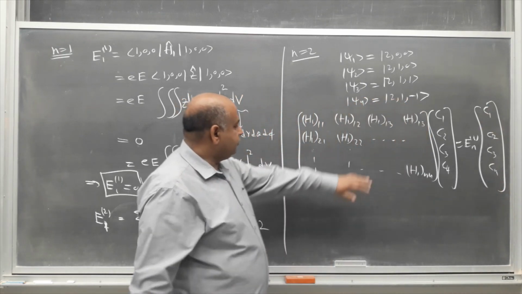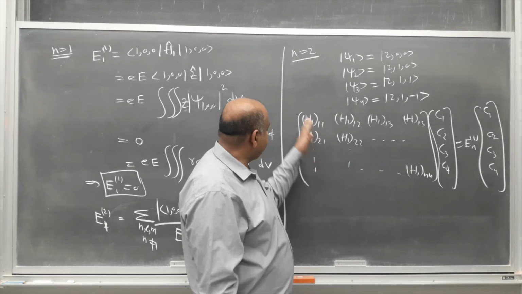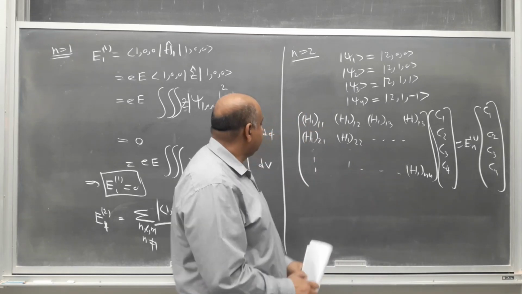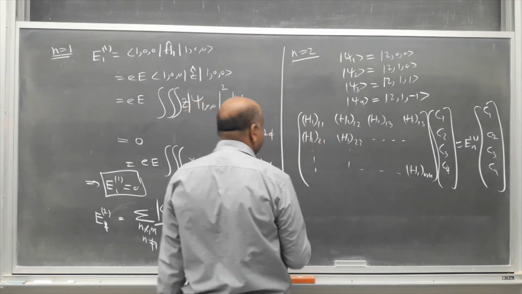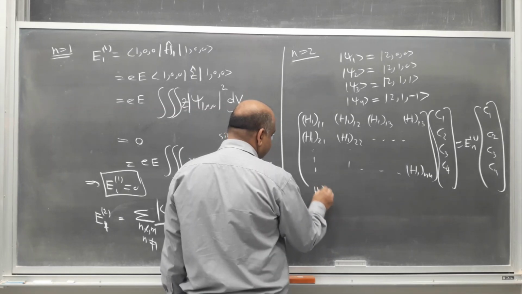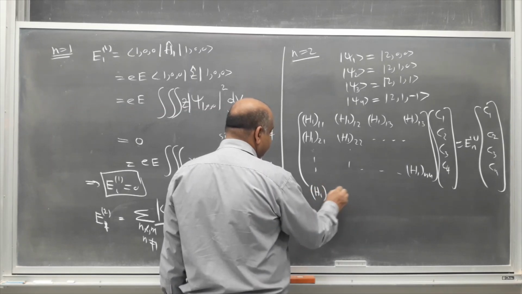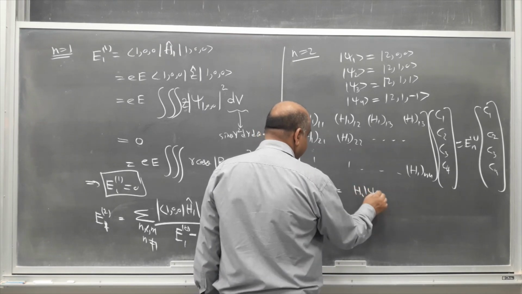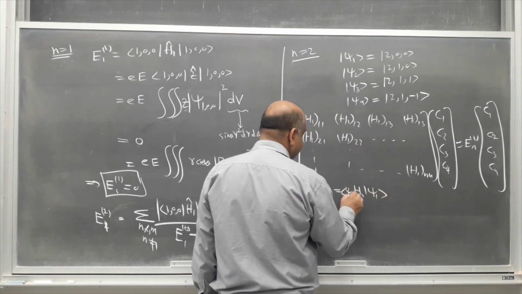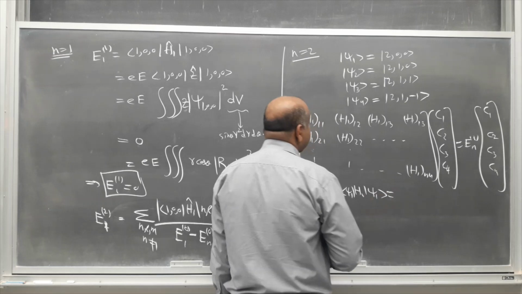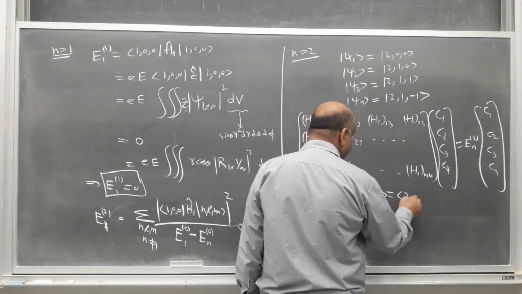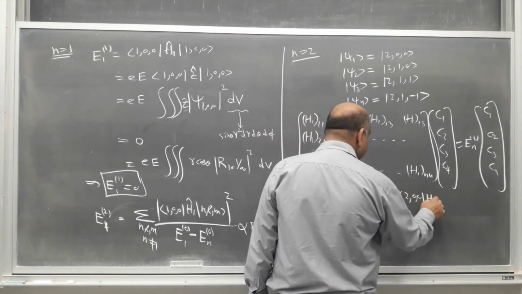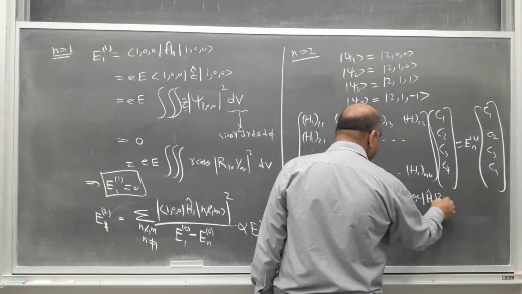So before we can solve this matrix, we actually have to find all of these terms. So let's begin with H11. H11 is this term, that is ⟨ψ1|H1|ψ1⟩. So ψ1 is the 200 state, so ⟨200|H1|200⟩.